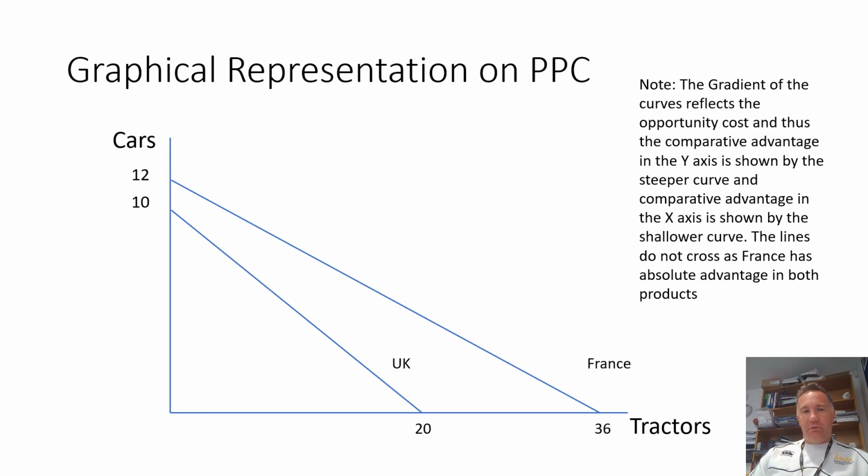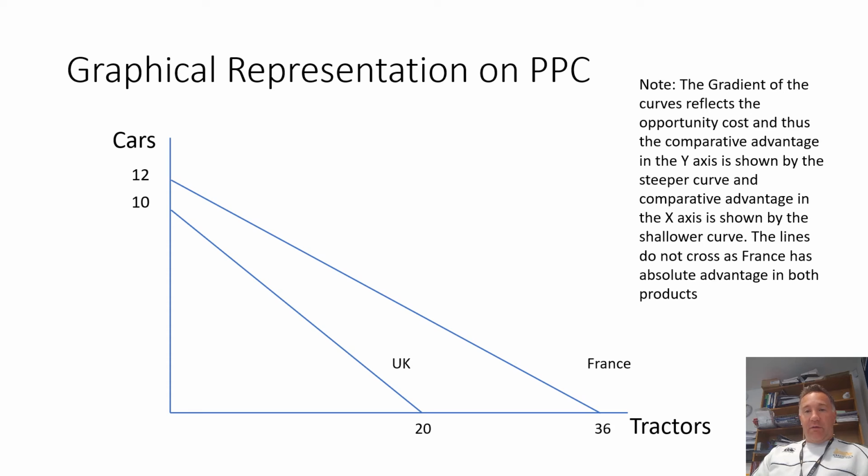There's a few things to note from this. The lines do not cross, these PPCs do not cross, because France has absolute advantage in both products. If the UK had absolute advantage in one of them, then obviously the lines would cross, but they don't.